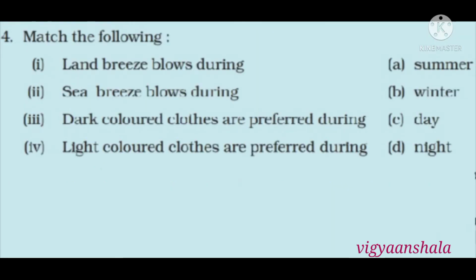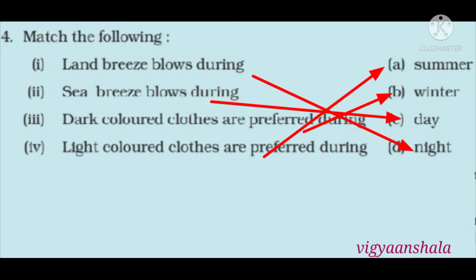Question number 4, match the following. Column A has: land breeze blows during; second, sea breeze blows during; third, dark colored clothes are preferred during; fourth, light colored clothes are preferred during. In column B is given: A is summer, B is winter, C is day and D is night. Let's match the columns. Land breeze blows during the night, sea breeze blows during the day, dark colored clothes are preferred during winter, light colored clothes are preferred during summer.